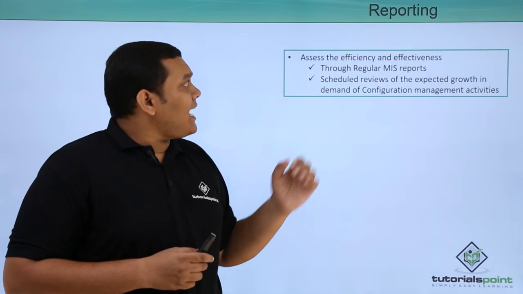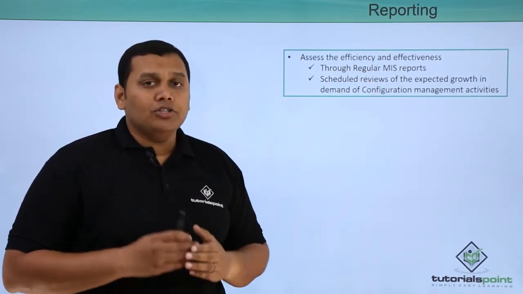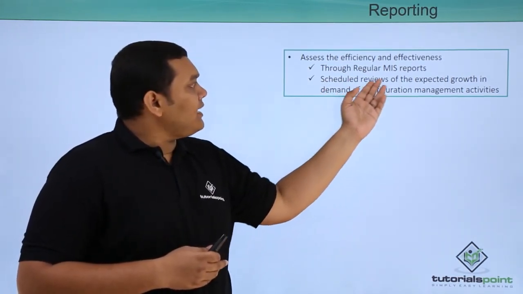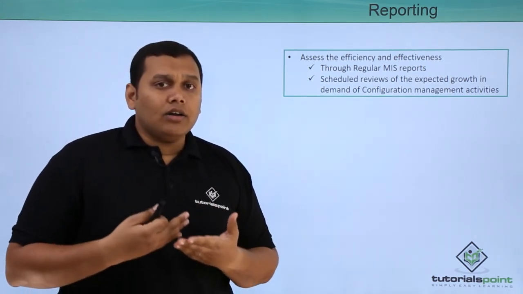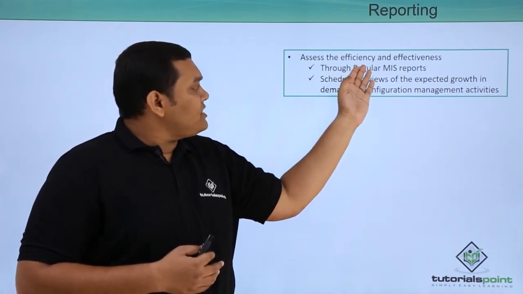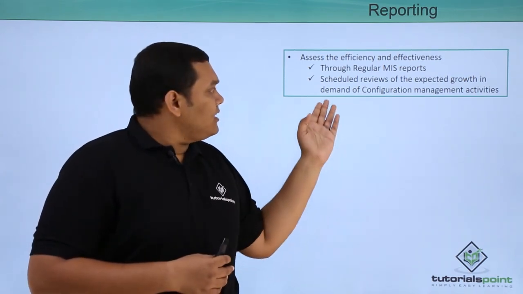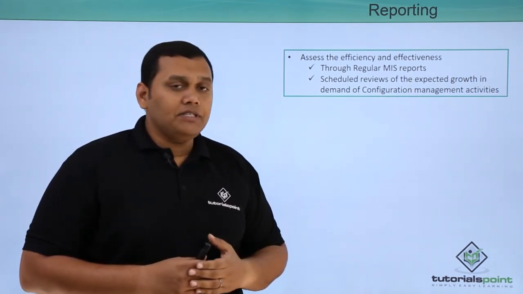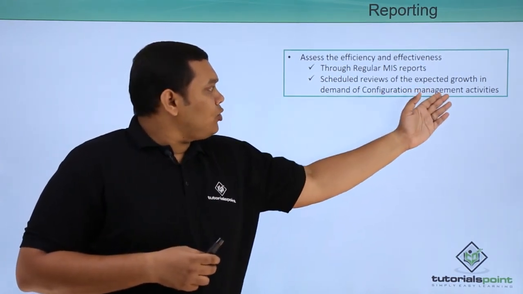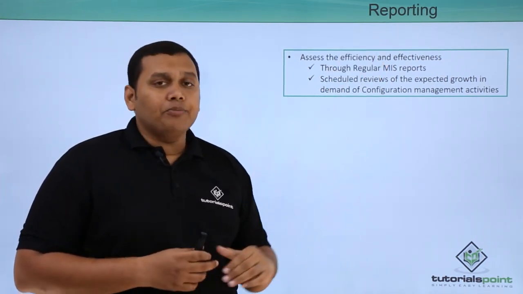So, coming to the next activity, which is reporting. Under reporting, we assess the efficiency and effectiveness. So how do we assess and calculate the efficiency and effectiveness here? Through regular MIS reports. Regularly pulling up the MIS reports is also important for the efficiency and effectiveness of the reporting. Then scheduled reviews of expected growth in demand of configuration management activities. That means scheduled reviews are done as per the schedule, so that the expected growth in demand of configuration management activities is tracked, and that comes in the reporting activity.